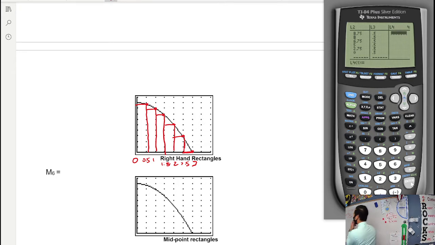Okay, so I'm just clearing out my L4. Don't overthink this, AJ. We're just doing the same thing we did earlier. All that I changed now is the L1 values, because I'm looking at the right side of the rectangle to get my height. So I'm getting all the right values of my x values. So L1 starts from 0.5 now instead of starting at 0.